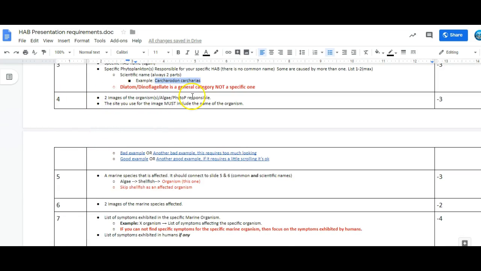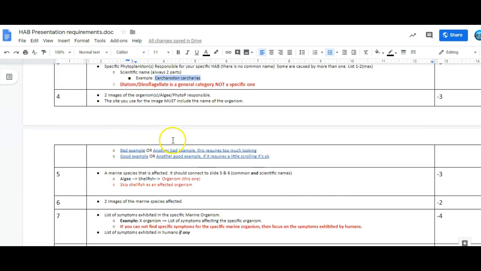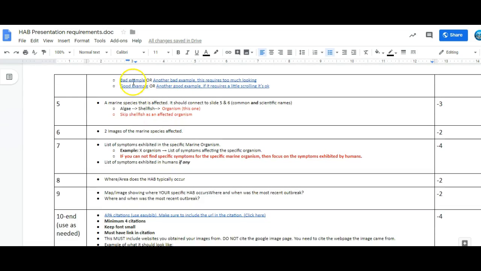Then I want 2 images of that algae or phytoplankton responsible. And then you have to cite where you got the source. A good example is someplace where you can click on it and I can find the picture pretty fast. Here's some bad examples. Again, take a look at your Google Doc. This one takes way too long to find the picture that you were using.